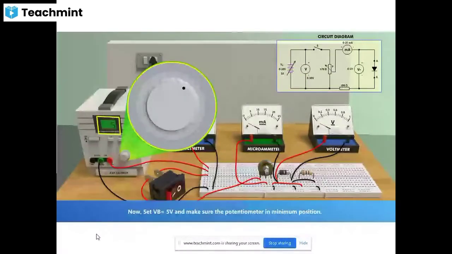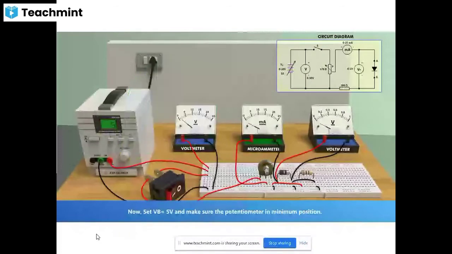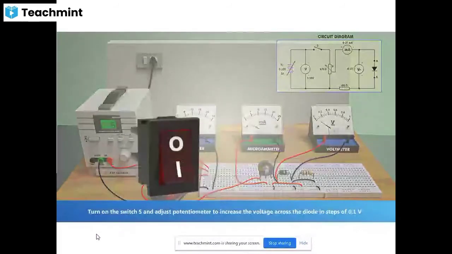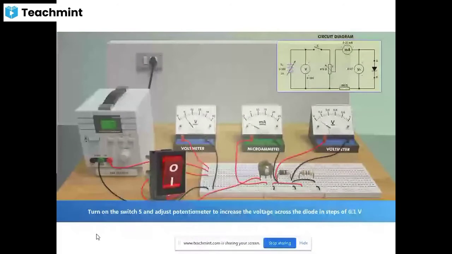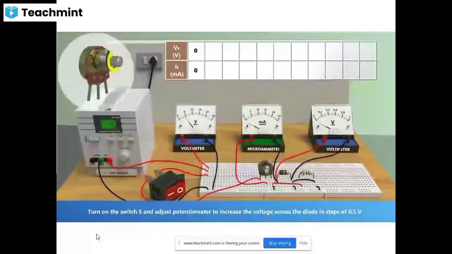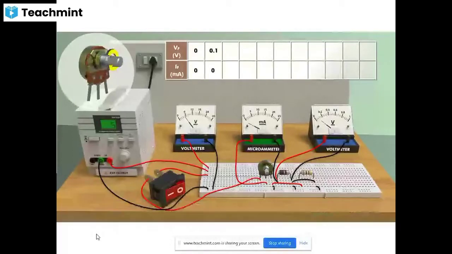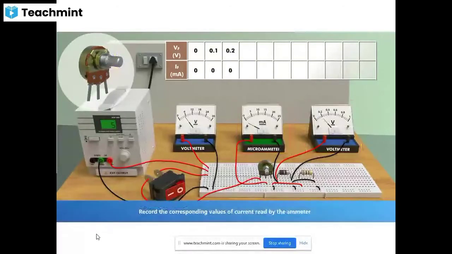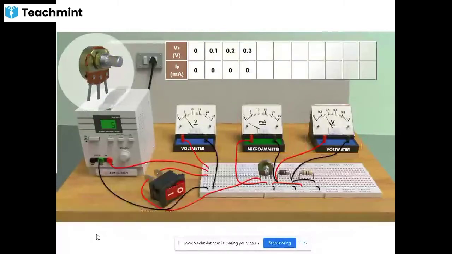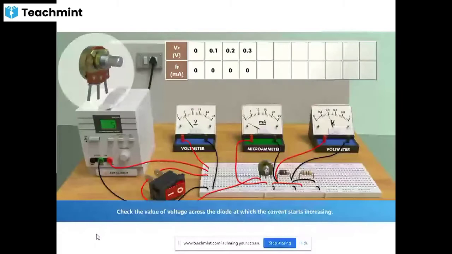Now set VB equal to 5 volt and make sure the potentiometer is in minimum position. Turn on the switch S and adjust the potentiometer to increase the voltage across the diode in steps of 0.1 volt. Record the corresponding values of current read by the ammeter. Check the value of voltage across the diode at which the current starts increasing.